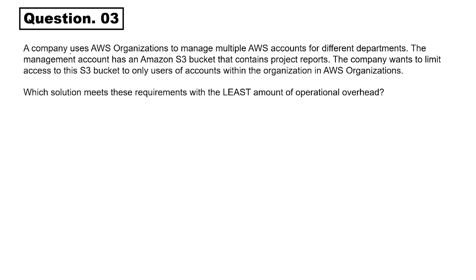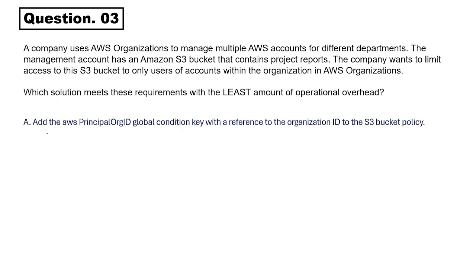Now, question number three. A company uses AWS Organizations to manage multiple AWS accounts for different departments. The management account has an Amazon S3 bucket that contains project reports. The company wants to limit access to this S3 bucket to only users of accounts within the organization in AWS Organizations. Which solution meets these requirements with the least amount of operational overhead?